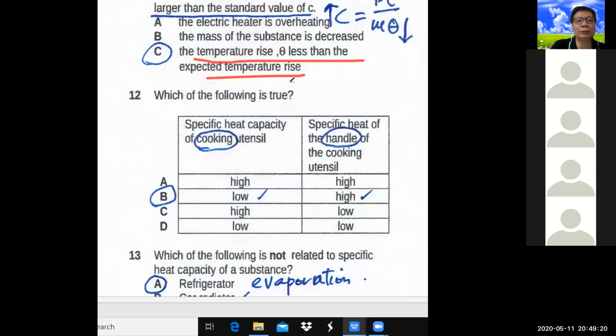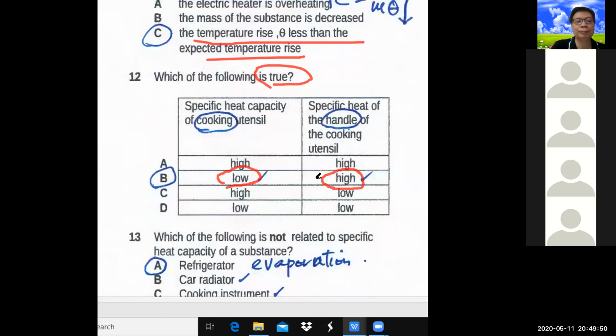Which of the following is true? Cooking utensils must use low specific heat capacity, so they can heat up faster. The handle must use high specific heat capacity material, difficult to heat up, so the handle will not get hot. But the cooking utensil with low specific heat capacity can heat up very fast, so you can cook very fast. So answer B.